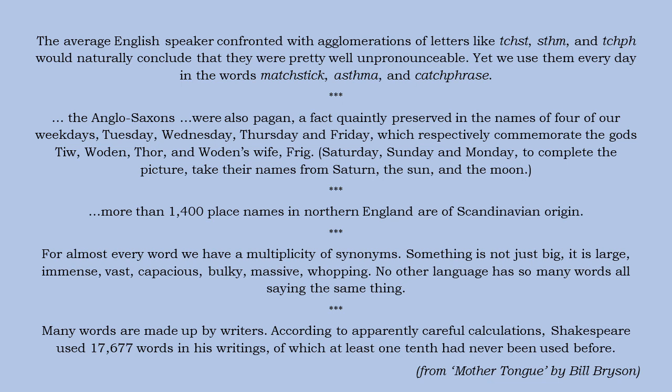The Anglo-Saxons were also pagan, a fact quaintly preserved in the names of 4 of our weekdays, Tuesday, Wednesday, Thursday, and Friday, which respectively commemorate the gods Tu, Woden, Thor, and Woden's wife, Frey. Saturday, Sunday, and Monday, to complete the picture, take their names from Saturn, the Sun, and the Moon. More than 1,400 place names in northern England are of Scandinavian origin.